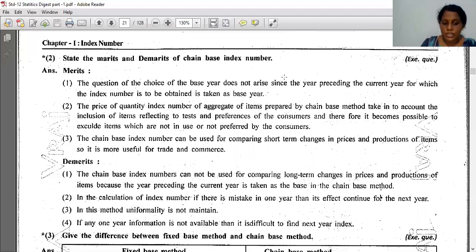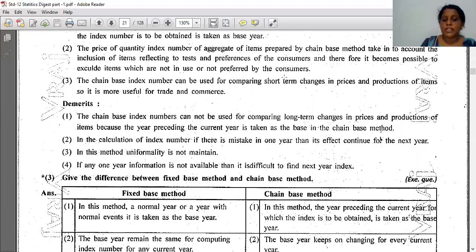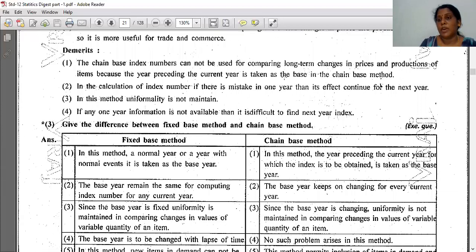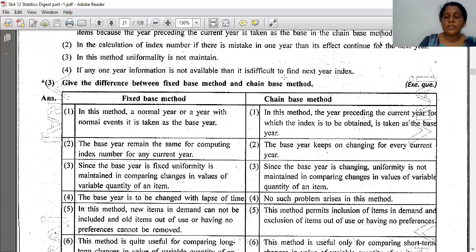Okay, now the next question is: give the difference between fixed base method and chain base method. This is also another important question. This question is asked many times in the board papers. So listen. First is fixed base index method and chain base method.